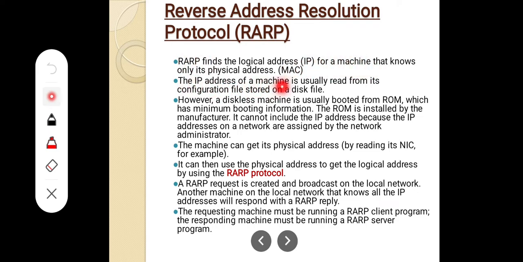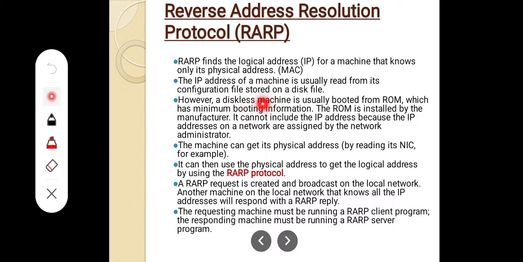The IP address of the machine is usually read from its configuration file stored on the disk. So this IP address is stored in the secondary storage device. It will not be available in the primary memory, the ROM or the RAM. This IP address is configured in a table that is present in the secondary storage device. So if a system does not have a secondary storage device, then this IP address will be unknown to that system. Clear?